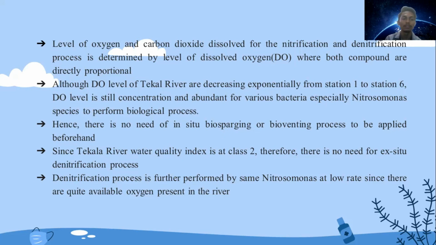Hence, there is no need of any in situ biosparging or bioventing process to be additionally applied beforehand. Since the Tekala River water quality index is at class 2, there is no need for ex situ denitrification process, which is further performed by the same Nitrosomonas at a low rate, since there is quite available oxygen present in the water.